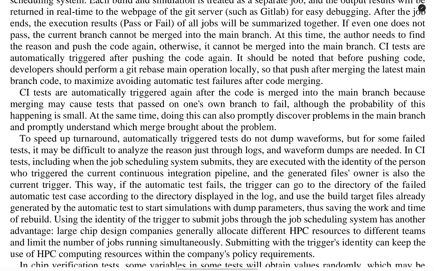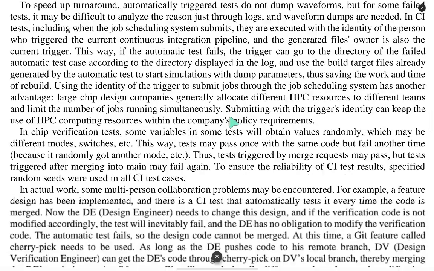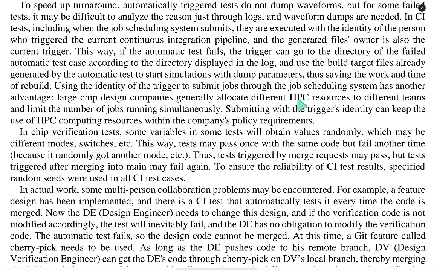Using the identity of the trigger to submit jobs through a job scheduling system has another advantage. Large chip design companies generally allocate different HPC resources to different teams and limit the number of jobs running simultaneously. Submitting with the trigger identity can keep the use of the HPC computing resources within the company's policy requirements.